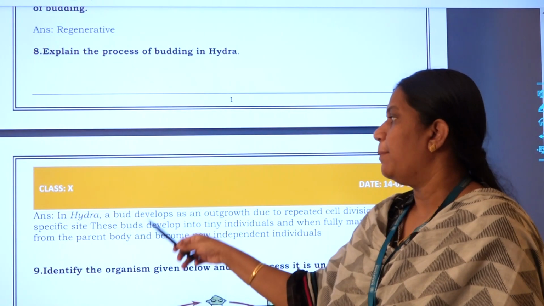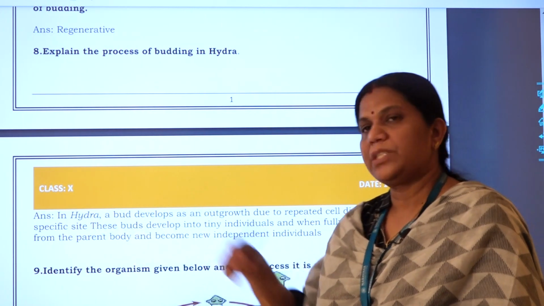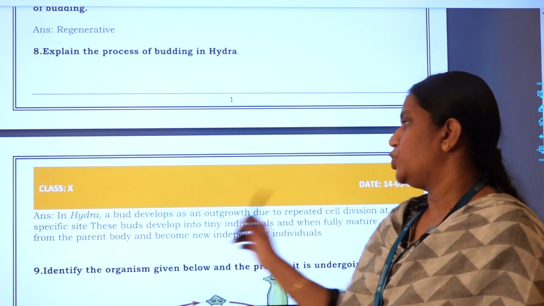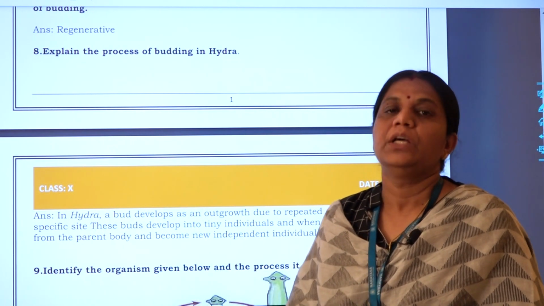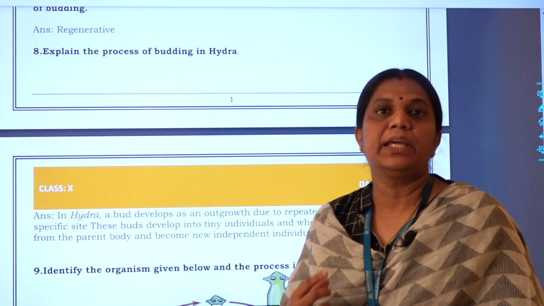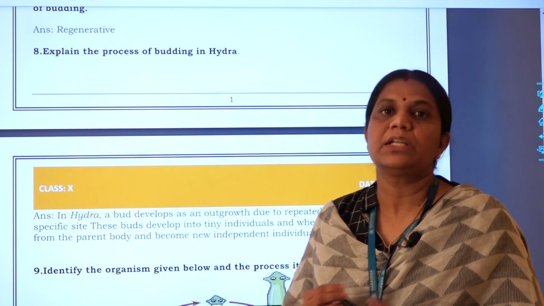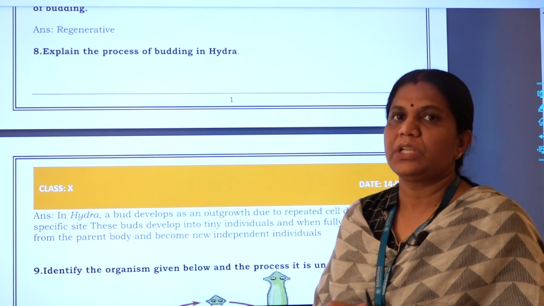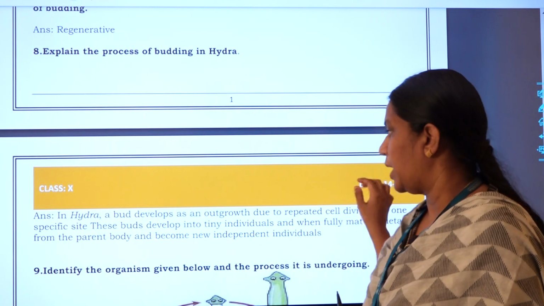In Hydra, a bud develops as an outgrowth due to repeated cell division at one specific site. These buds develop into tiny individuals, and when fully mature, detach from the parent body and become new independent individuals. So in Hydra, at one specific site, the cells start dividing repeatedly. It results in the formation of a finger-like projection, called the bud. The bud then grows and once it attains maturity, it detaches from the parent and develops into an individual organism.